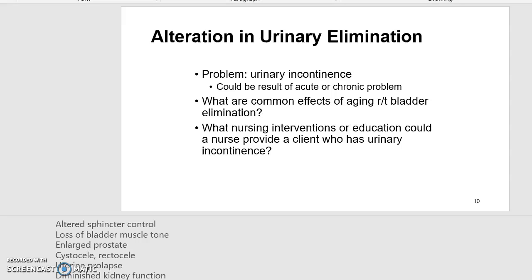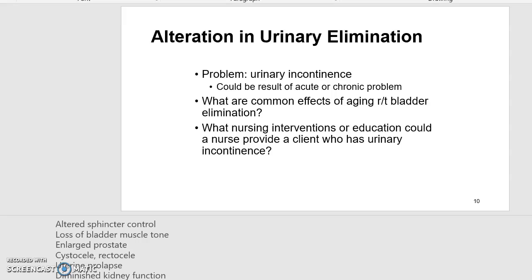This is a podcast on the Geriatric Summative Aging PowerPoint. We're going to continue with alterations in urinary elimination. What problems do the elderly have? What are common effects of aging related to bladder elimination? And what nursing interventions or education could a nurse provide a client who has urinary incontinence?